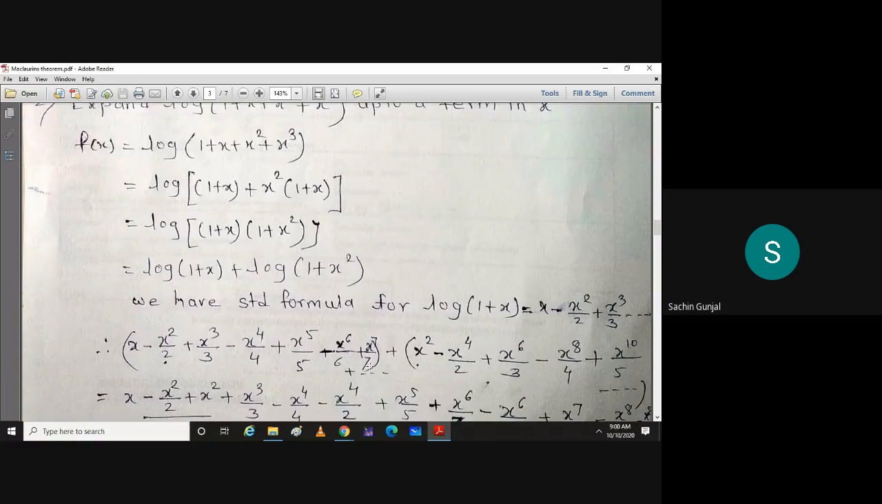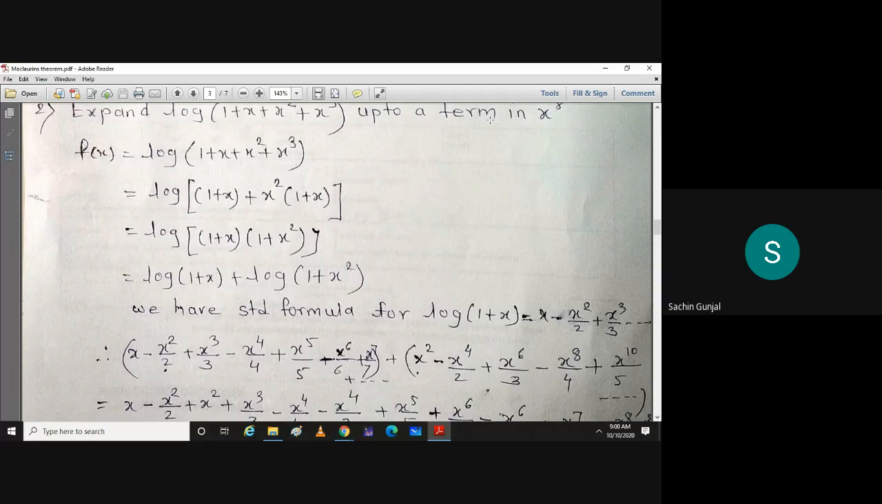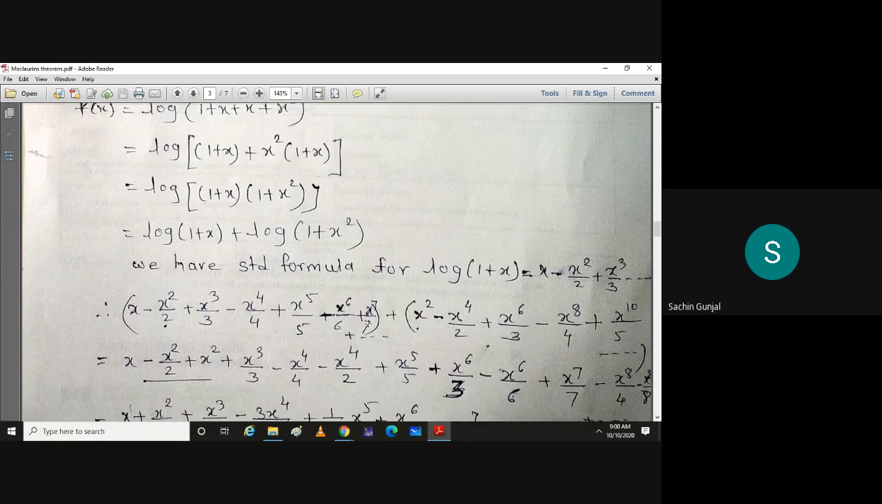Okay. Last, because you have asked to find out up to x raised to 8, there is one more step, one more term, minus x raised to 8 by 8. Plus x, that is x square, minus x square by 2, so x raised to 4 by 2, plus x raised to 6 by 3, minus x raised to 8 by 4, and then you can write dot dot dot. Okay, because we want up to x raised to 8.